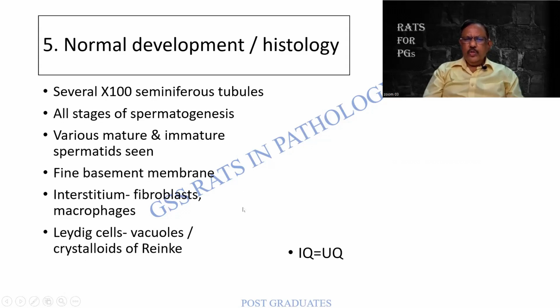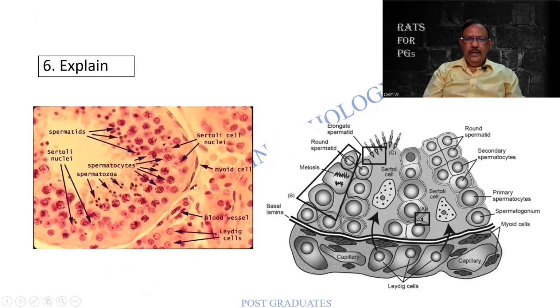So what is so great about it? I was shocked to find that crystalloids of Ranke was a university question in the MD paper. So IQ is equal to UQ. So this is the normal histology.